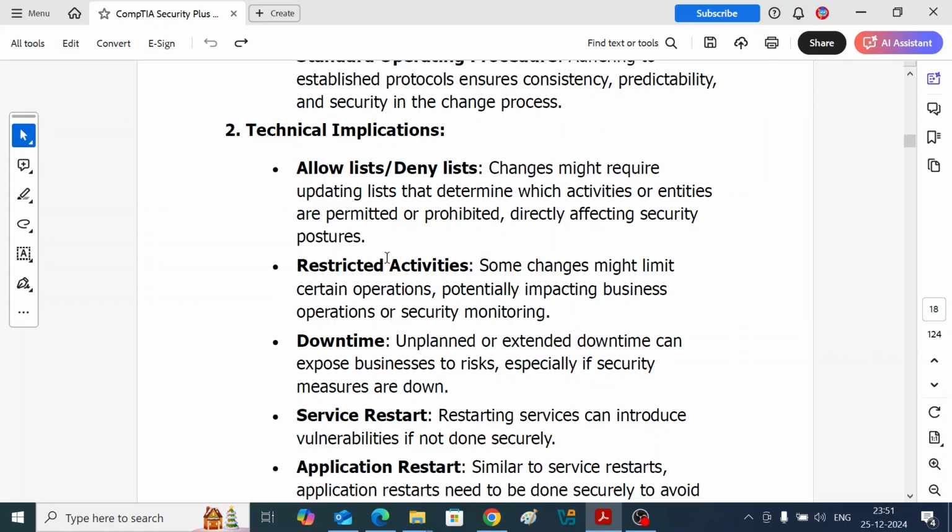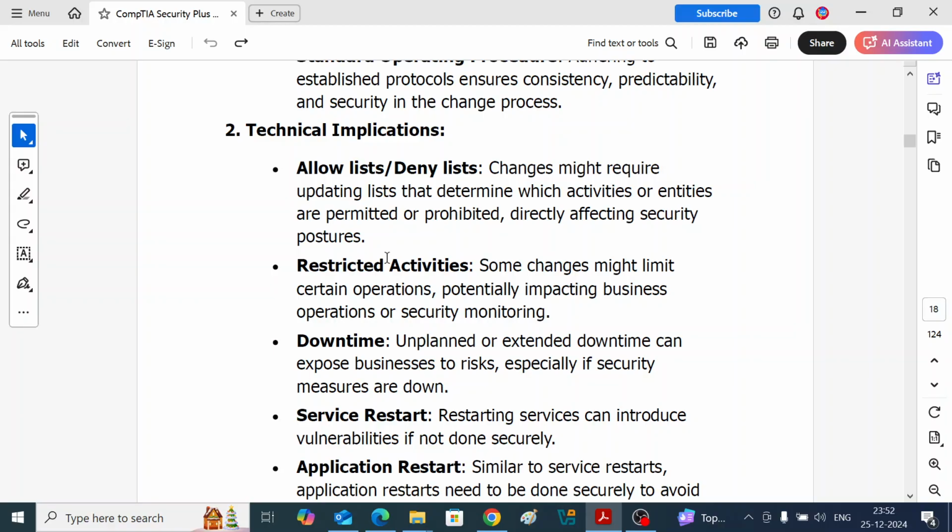The activities which are basically restricted, like some changes might limit certain operations, right? So for example, if we do an automation, when it's automation, you don't do the things the way it was done before. So automatically there are some activities that you're not performing anymore. Probably an AI tool has come instead of an older tool. So AI does a lot of things on its own. There are so many things that now you don't do. So you are restricted from doing such activities, and it depends on a scenario to scenario, case to case basis.